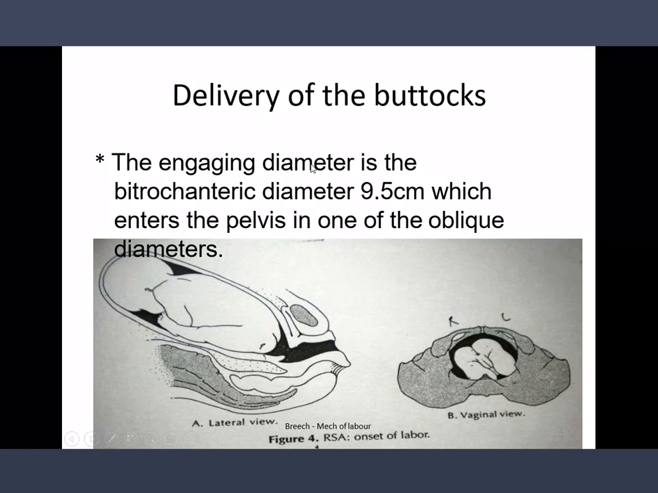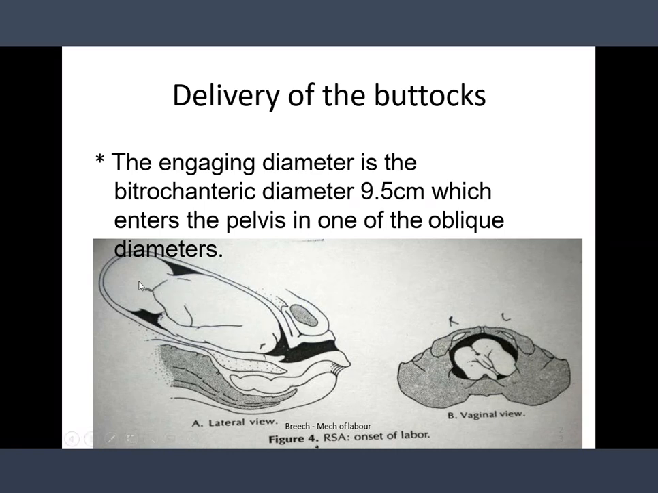We should know what is the engaging diameter. Diameter of engagement in the pelvis is the transverse diameter or oblique diameter. Engaging diameter in the fetus in breech is the bitrochanteric diameter, that is around 9.5 to 10 centimeters. This diameter will enter in one of the oblique diameters. In left sacroanterior, it will enter in the left oblique diameter. In right sacroanterior, it will enter in the right oblique diameter. The oblique diameter extends from the sacroiliac joint to the iliopubic eminence.